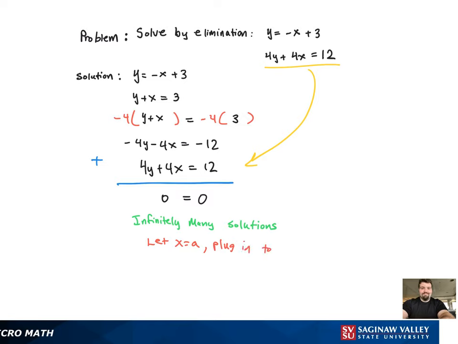Now, to come up with the ordered pair solution, since there is a solution, I need to let x equal a, arbitrarily, for some number a. Now if I plug that back into equation 1, I'll have what y equals. So there you have it. The ordered pair solution is x equal to a and y equal to -a+3. And the graph is on the right-hand side.